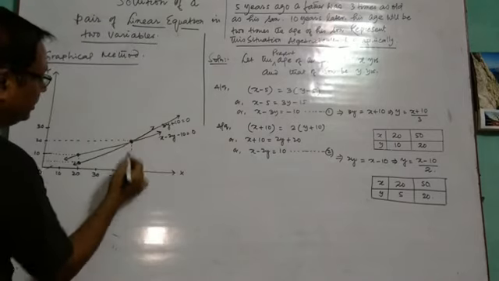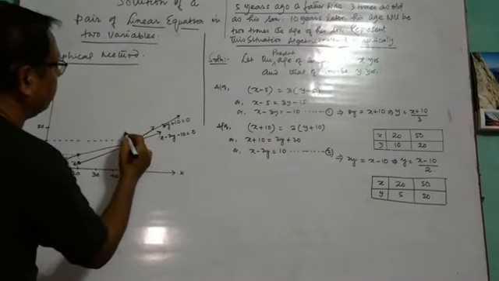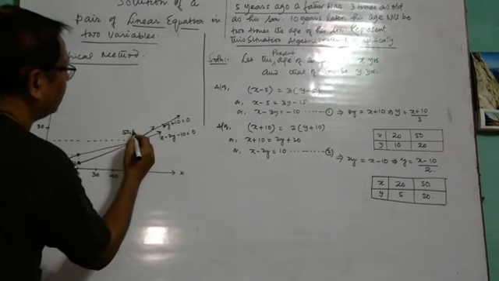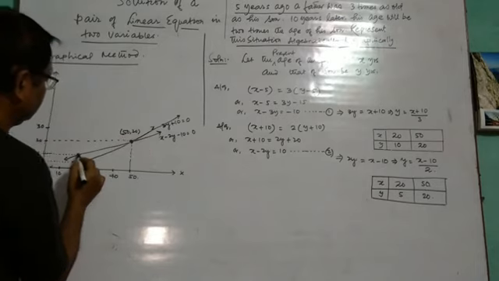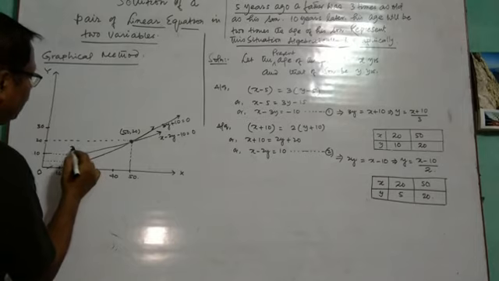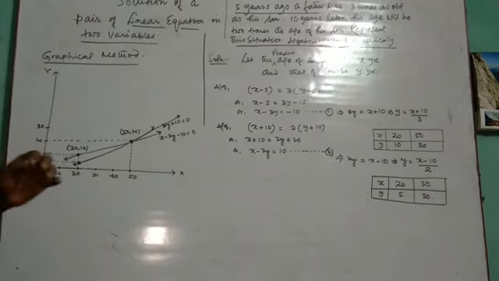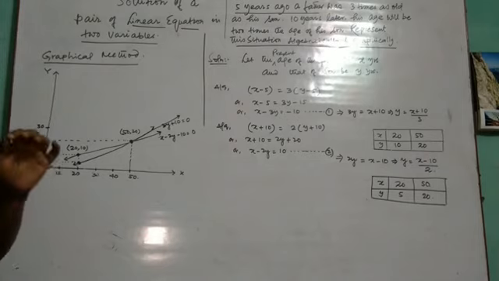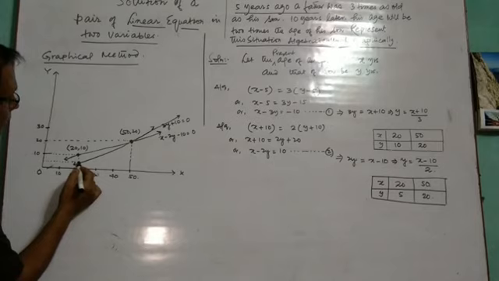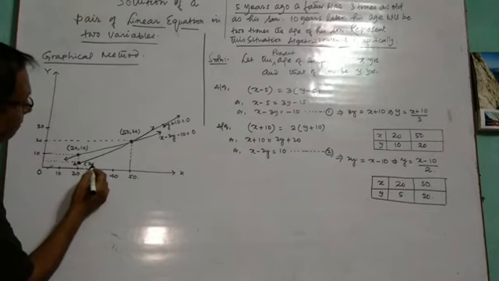This point is 50 comma 20. This point is 20, 10. Don't forget to write the coordinates with the help of the pencil. Whatever you do on the graph paper, you will do with the help of the pencil. And this one will be 20 comma 5.